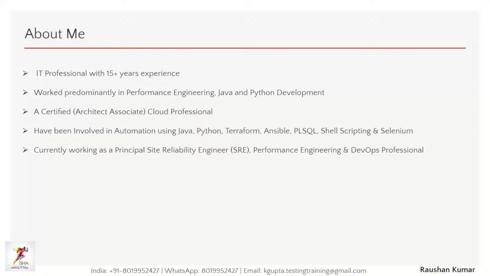Then I have spent quite a long period in the automation part and used various automation tools. I have used Selenium for UI automation, then Python scripting, Shell scripting, Terraform, Ansible, a lot of tools. On the cloud side, I am a multi-cloud solution architect certified in all three major cloud service providers. I've been lucky enough to work in all three: AWS, Azure, and GCP. So that's about me, guys.